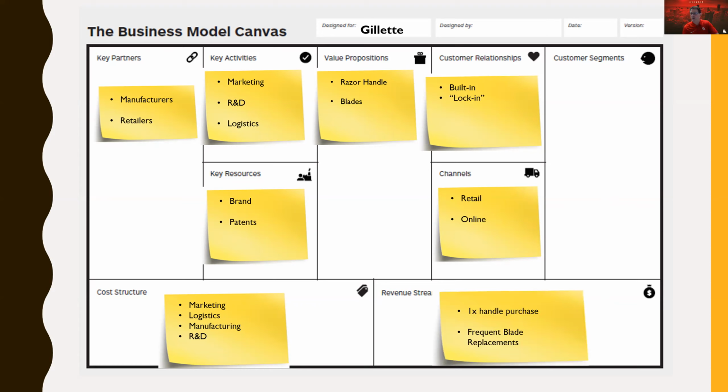That's their revenue streams. They sell you a handle, then they sell you blades. And customer segments, this is a mass market. They're selling to everyone. They don't have a niche market where they're saying, well, for people over 50, this handle works better or this blade works better. It's just basically shave your face, and all the customers are treated the same. So that's a business model canvas example for Gillette, just to show you how simple and easy it can be thought through without getting overly complex.